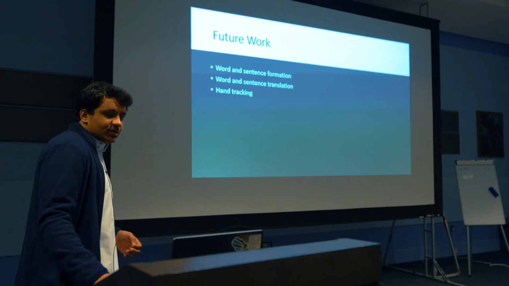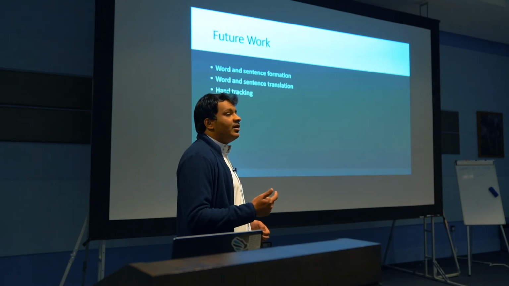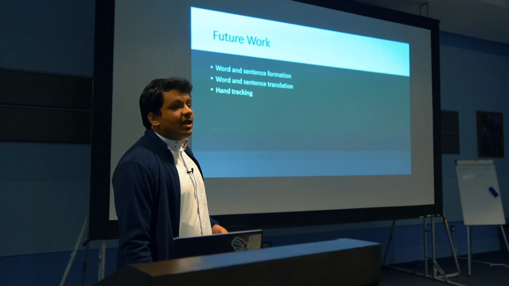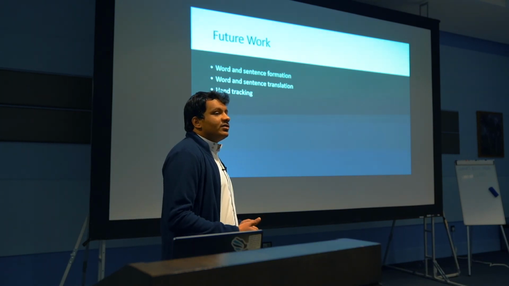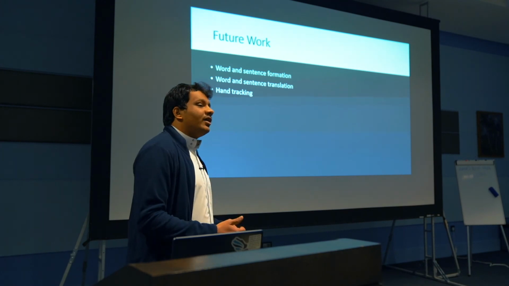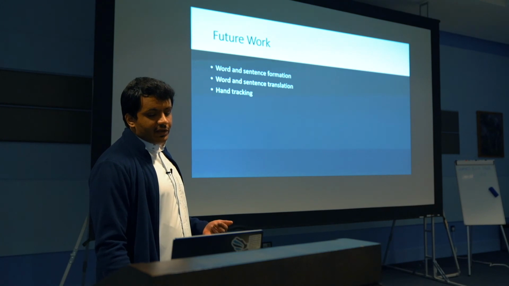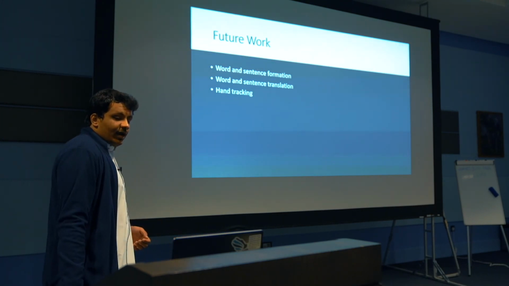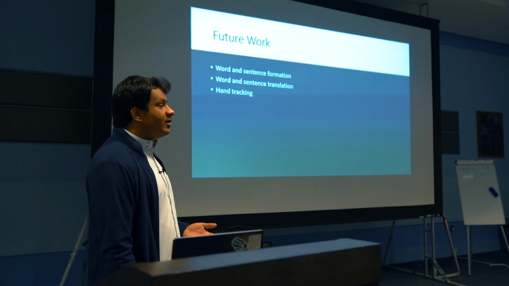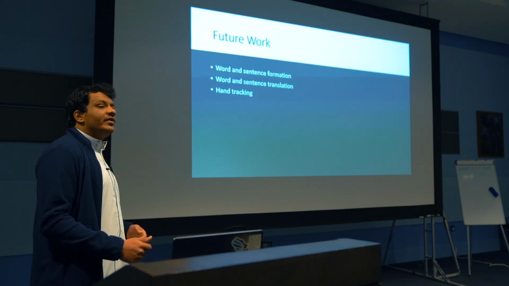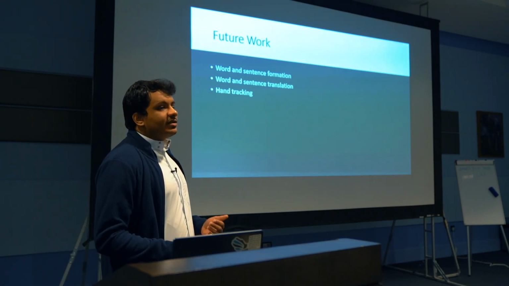Some future work could be to create words and sentences from the different alphabets, because sign language is different for each country. So I'm trying to allow the user to specify their country and then the different words that they use. Then we would have word and sentence translation. Hand tracking is also important because it's not really convenient to use a region of interest during detection.